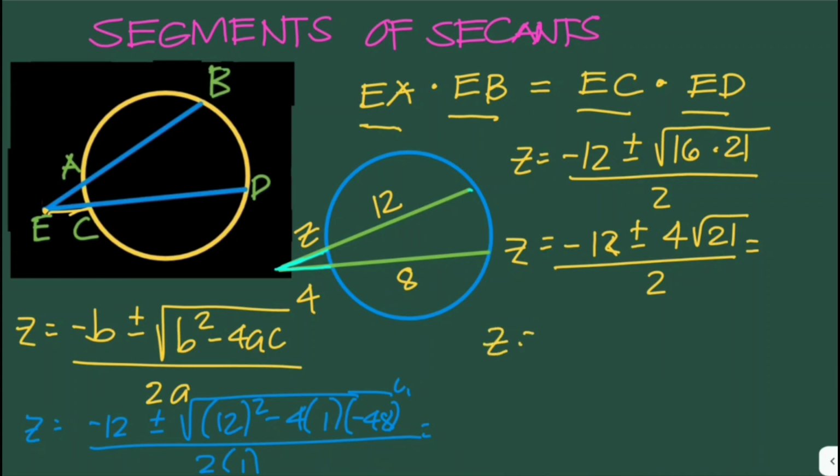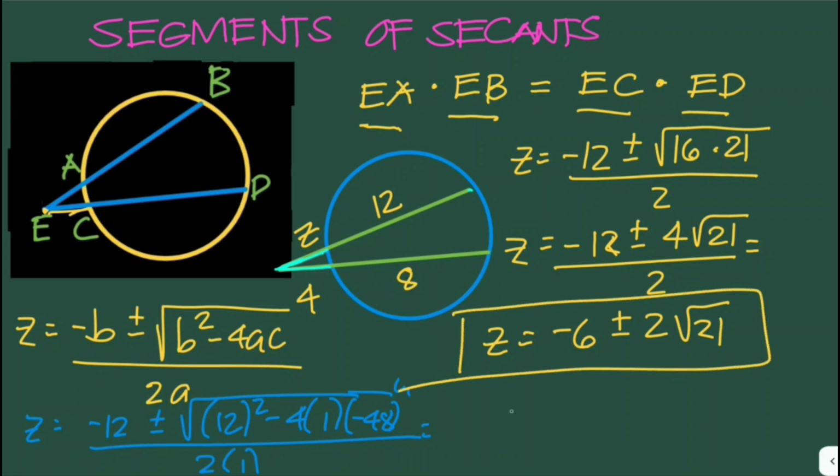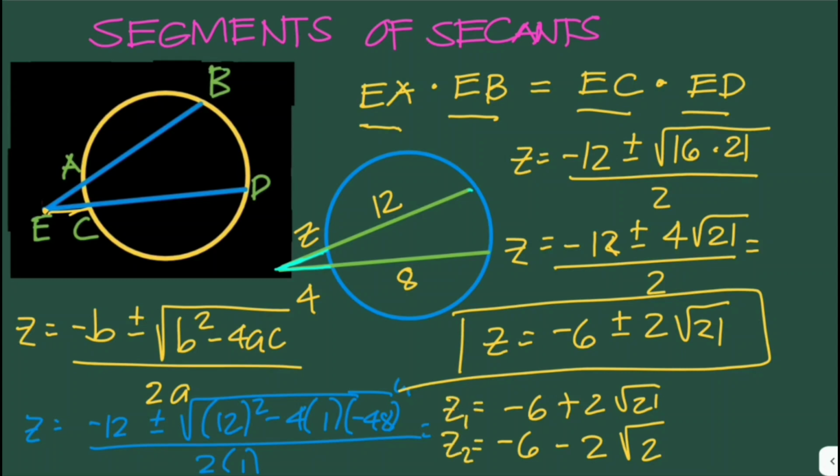So this would give us a value for z. So z is just equal to negative 6 plus minus 2 square root of 21. So that is basically negative 6 plus 2 square root of 21 and negative 6 minus 2 square root of 21. So z sub 1, z sub 2.